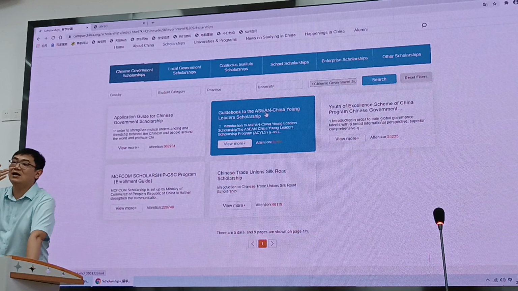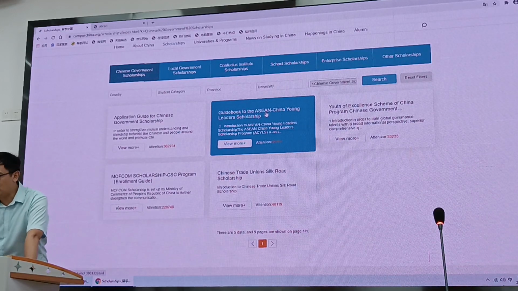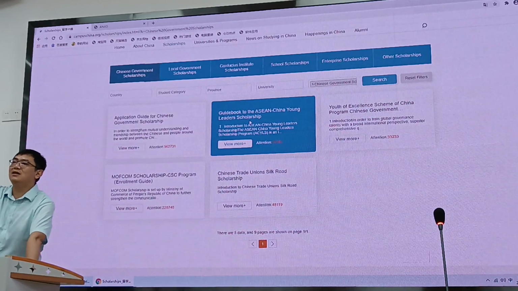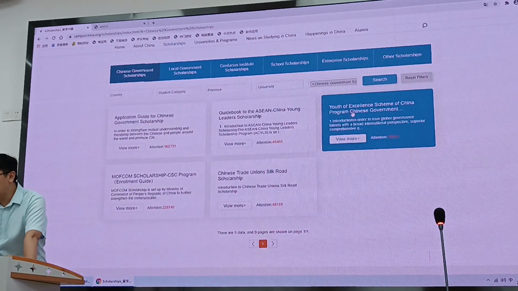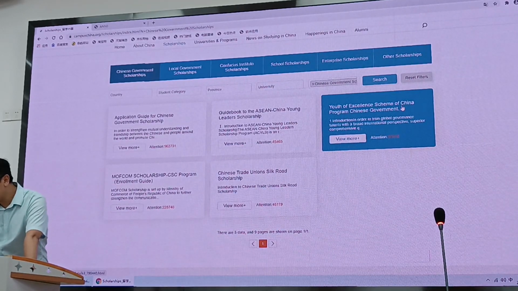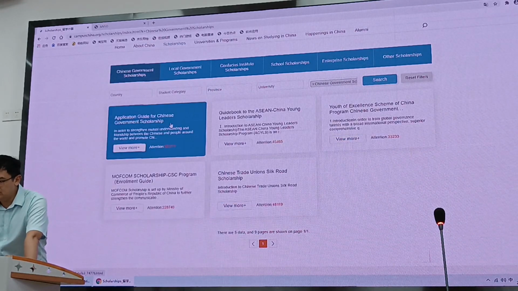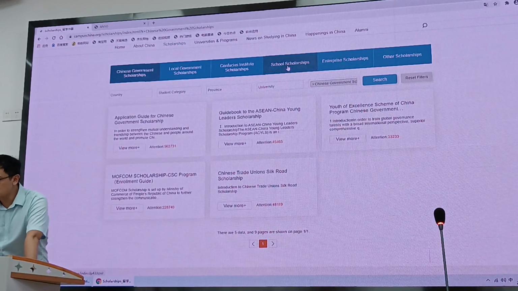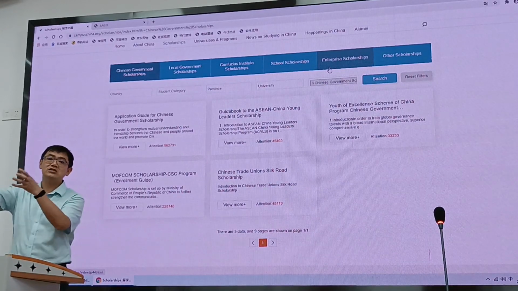So Indonesia and Malaysia have a specific program for ASEAN and China young leadership. For instance, Gadi and Andy can apply for this. And the Young Excellence Scheme for China program, and also other kinds of applications. This is very important. There are also school scholarships and enterprise scholarships, where we can find some enterprise jointly funded.